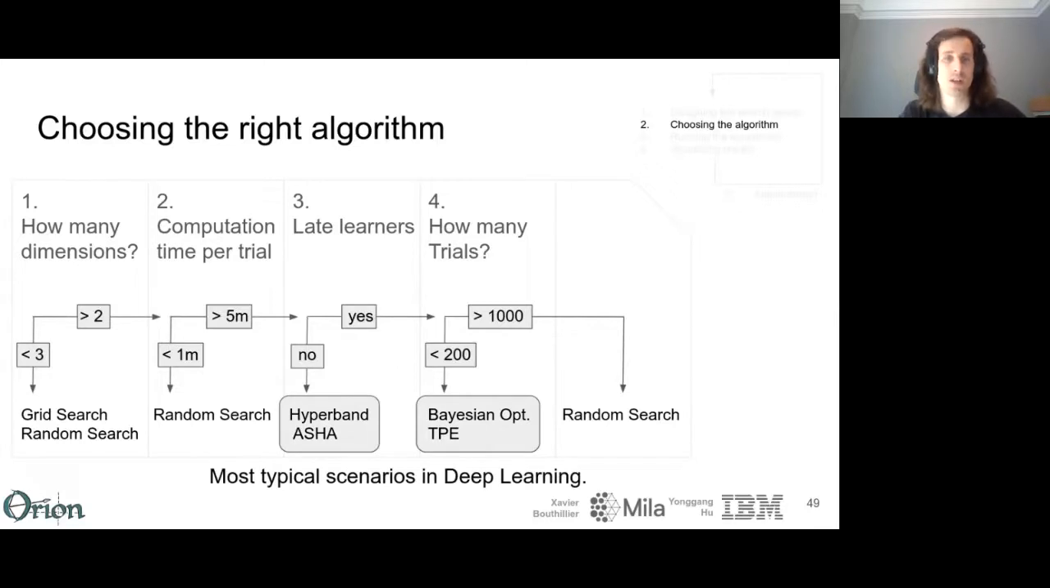I would say in practice, with the researchers I collaborate with, I found hyperparameter and ASHA and Bayesian optimization, or TPE, the tree-structured Parzen estimator, to be the most useful algorithms in most typical scenarios for deep learning, in which case we're training algorithms for a very long time.